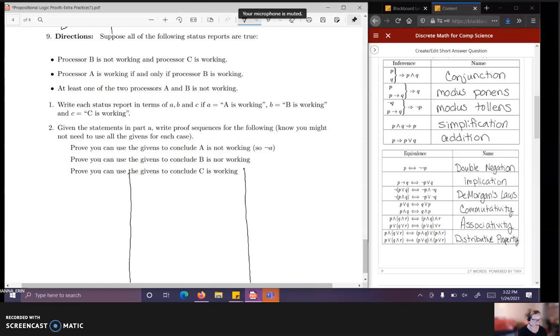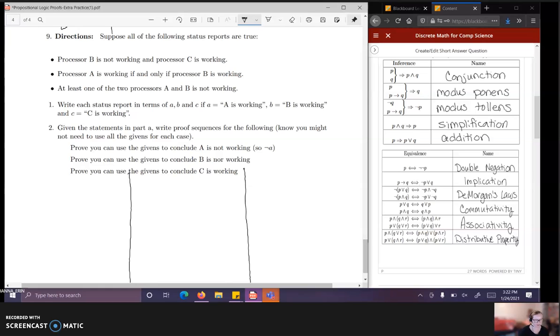Alright, so the last problem of this extra practice for our propositional logic will have three pieces to it. Suppose all of the following status reports are true. Processor B is not working and processor C is working. Processor A is working if and only if processor B is working, and at least one of the two processors, A and B, is not working.